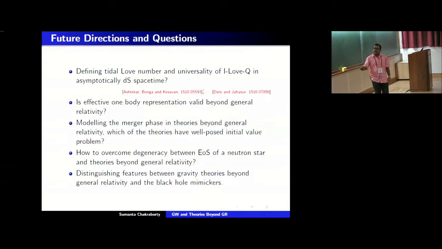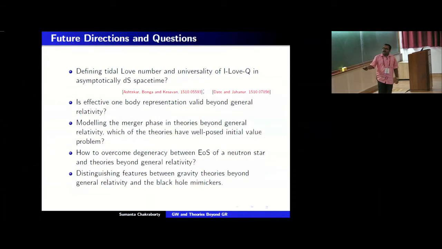Then of course there are the degeneracy issues, like whether there could be degeneracy between the equation of state of a neutron star and some theories beyond GR. So how could you tell that it's a theory beyond GR or it's some different equation of state? Possibly the I-Love-Q relation will help us in that manner, because we know that in the context of theories beyond GR, many of them will actually lead to a universal relation for the equation of state. So maybe that can be used to break the degeneracy.